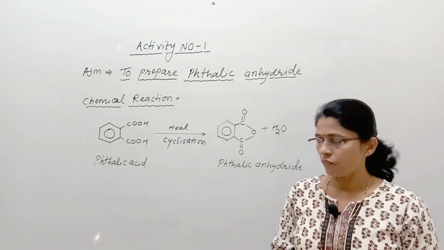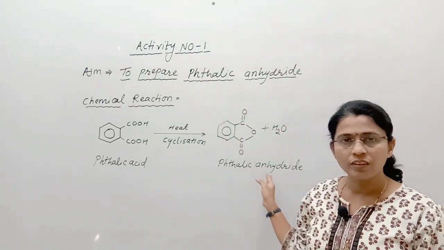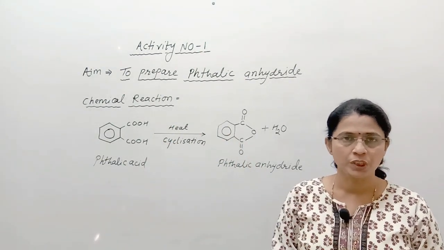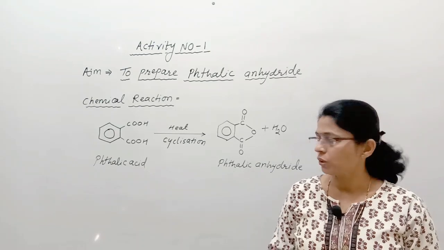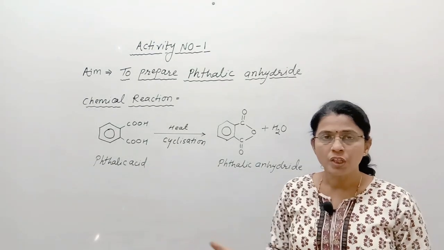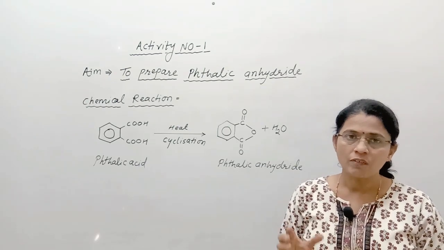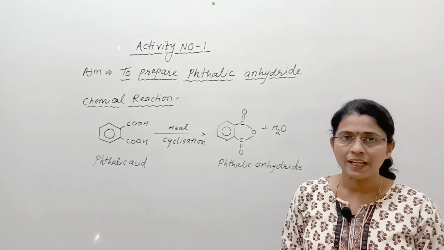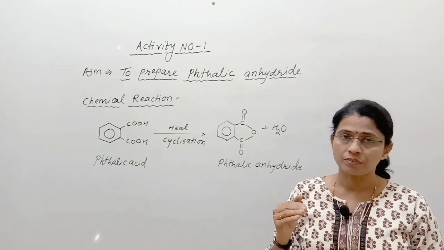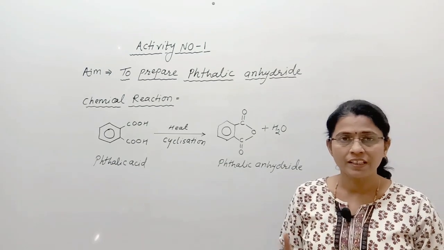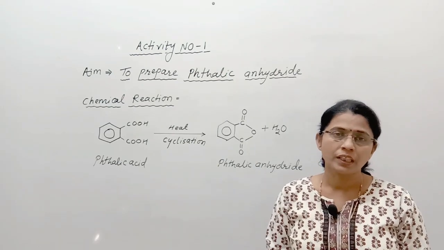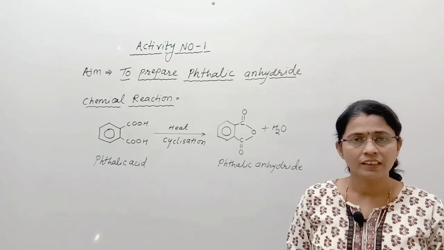During preparation of phthalic anhydride from phthalic acid, we will use the process of sublimation. In sublimation, solid phthalic acid is slowly heated in an evaporating dish so that dehydration takes place and fumes of phthalic anhydride are obtained, which are later condensed to obtain crystals of phthalic anhydride.